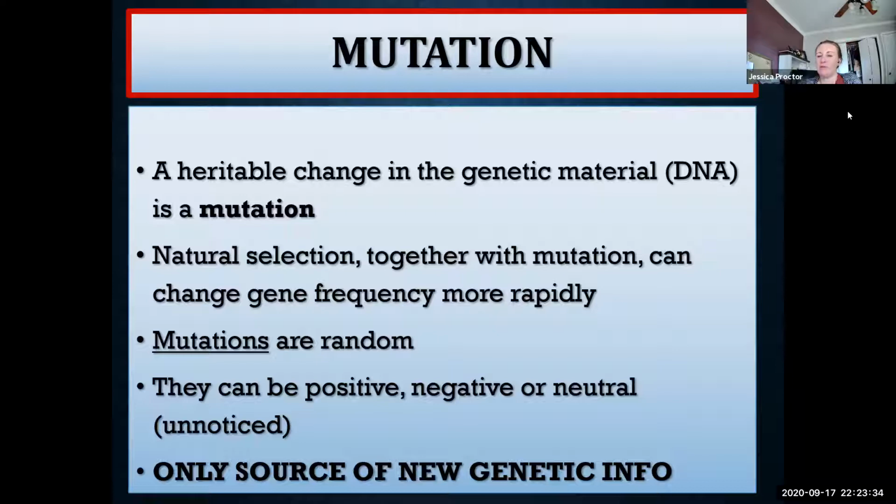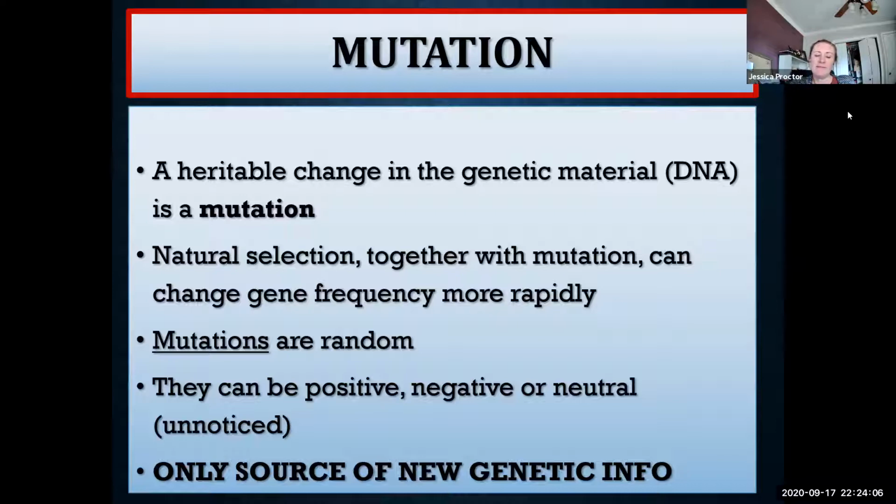Mutations create the variation within the population, and then natural selection acts upon that variation. So natural selection together with mutation can change gene frequency more rapidly. Mutations are completely random. I mean, there are fields of study like epigenetics that are looking at the possibility that the environment can influence mutation rates, but that certainly hasn't been confirmed. So what we know as of right now is that mutation is completely random.